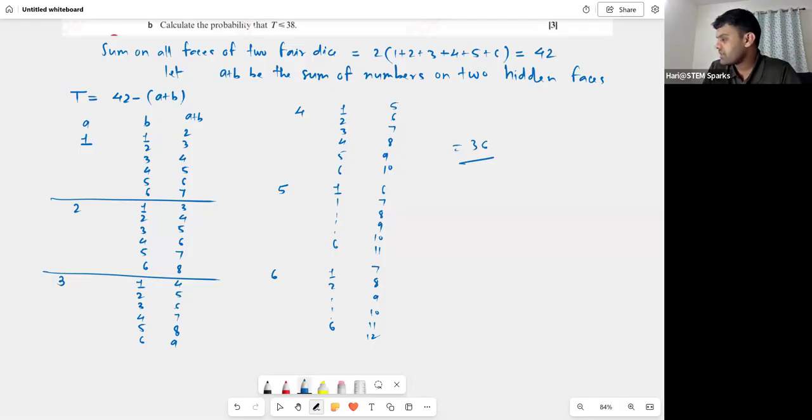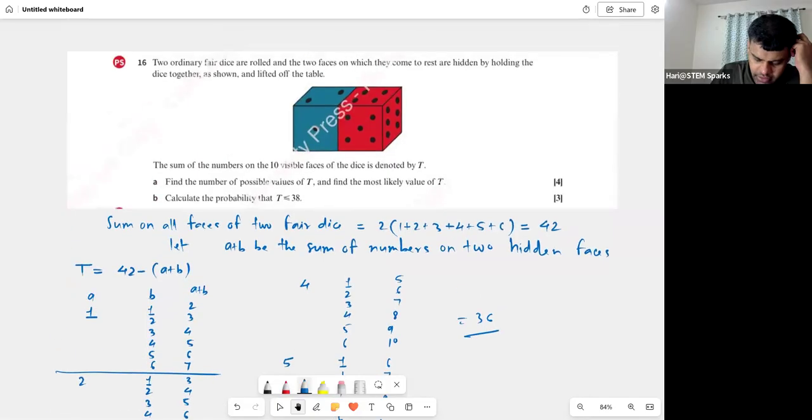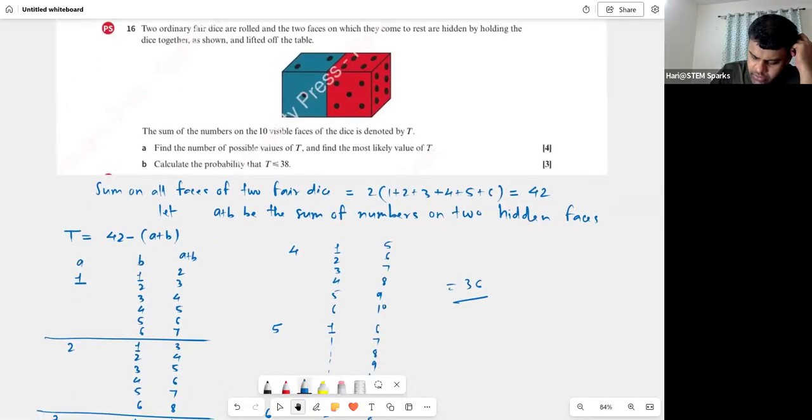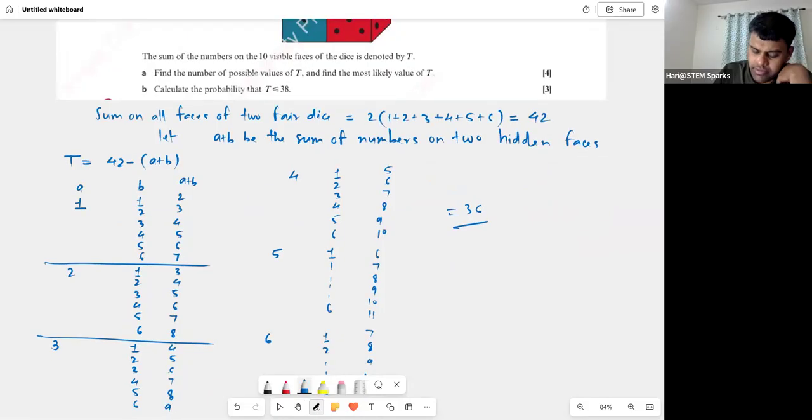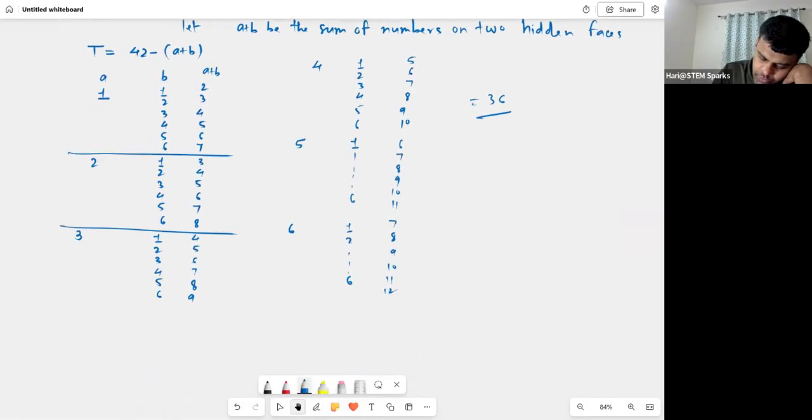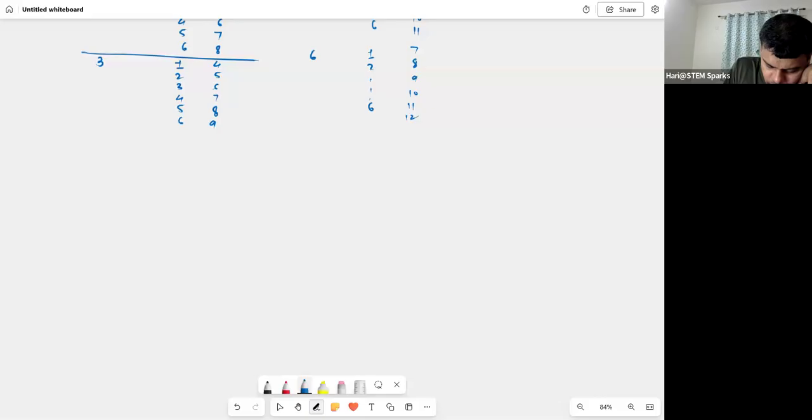Not around, exactly 36. Now, the A part of the question was asking to find the number of possible values of t and find the most likely value of t. So what will be the possible values of t? We denoted t as t is equal to 42 minus (a plus b). So the possible values of t will be 42 minus all the possible values of a plus b, right? And a plus b will have all the possible values from 2 to 12, right?